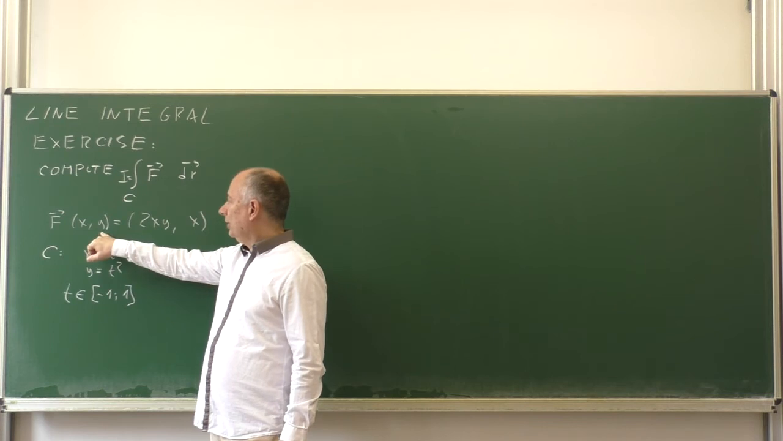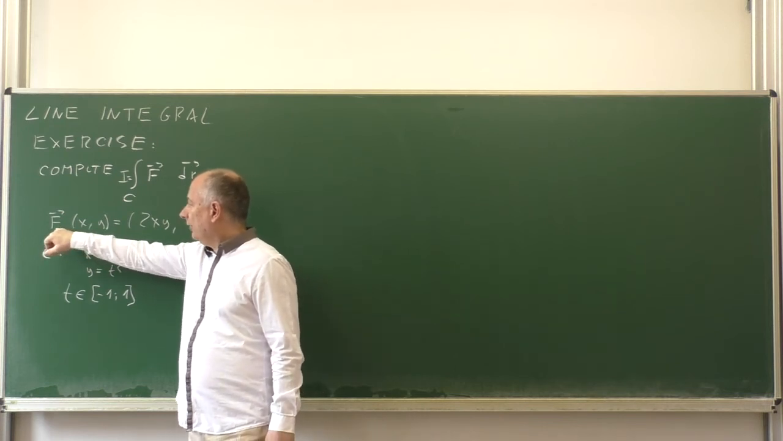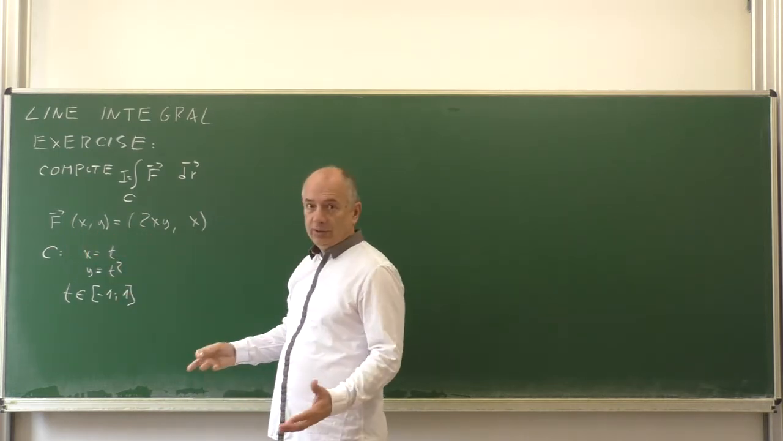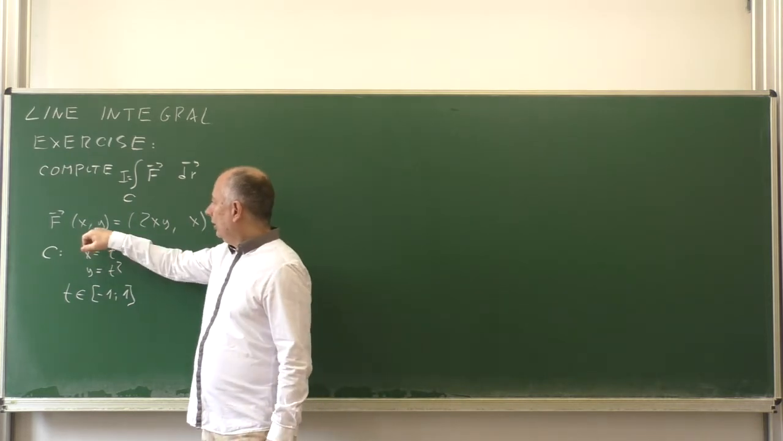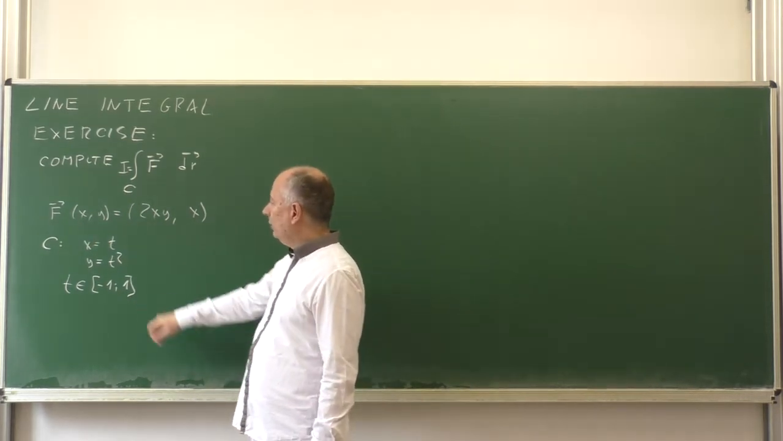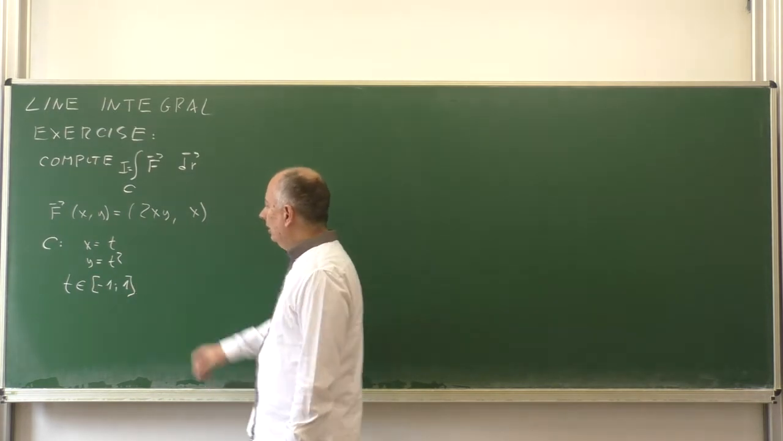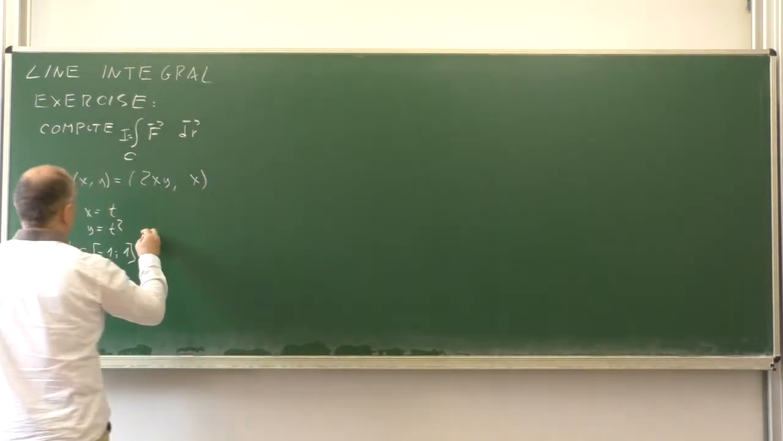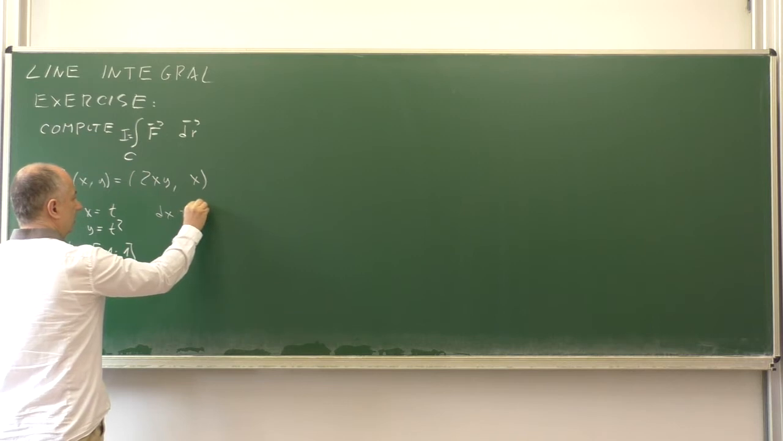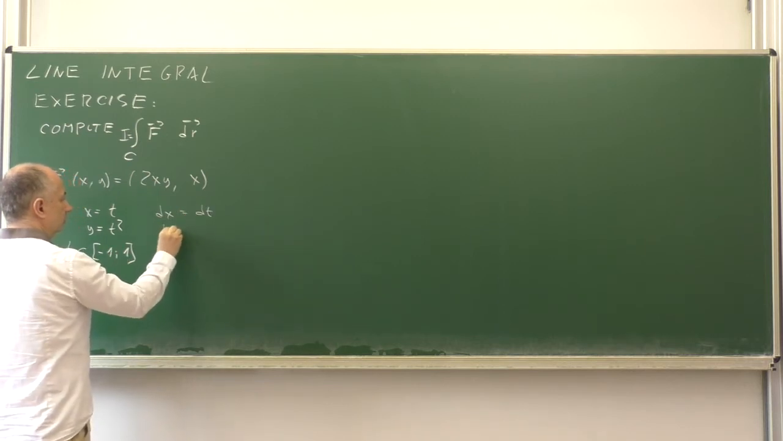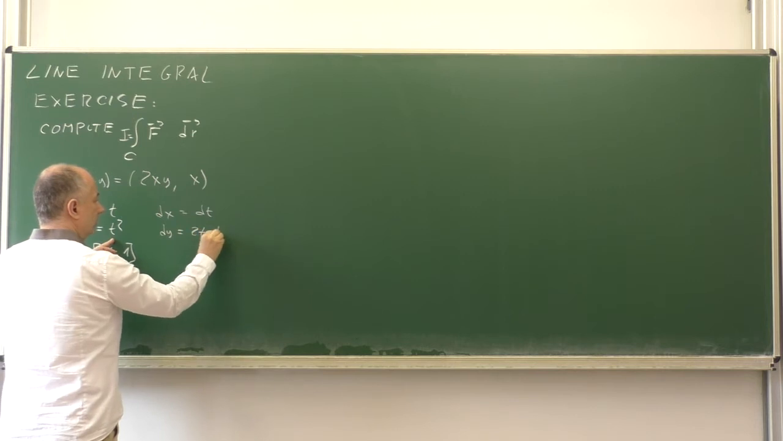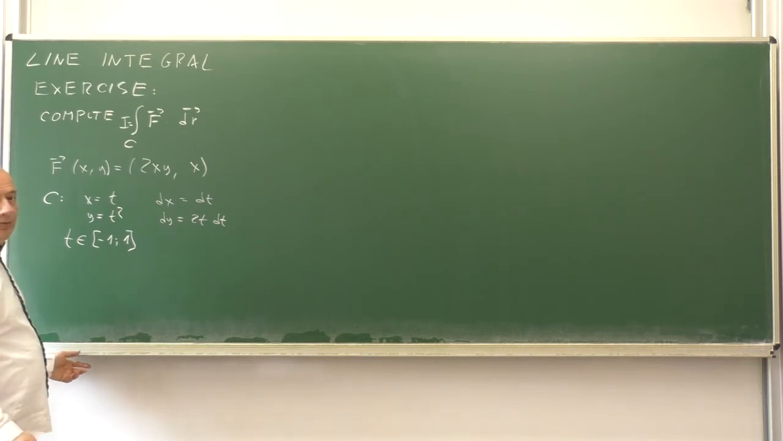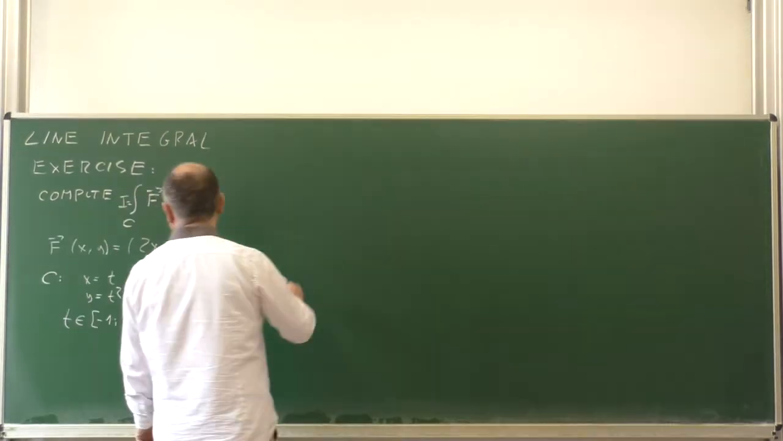We have two coordinates in a plane. We have a vector field in a plane which assigns to each point this vector, this result. Two inputs, two outputs. And we have two variables as a function of the parameter t. So we prepare the derivatives or the differential. dx is dt and dy is 2t dt. Well, and we have all we need to evaluate the integral.